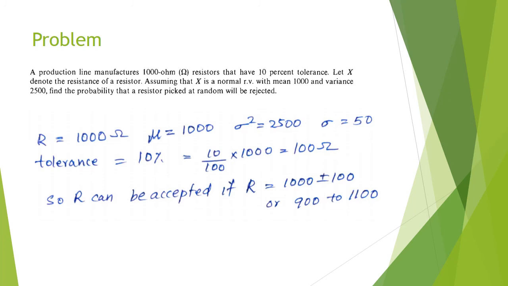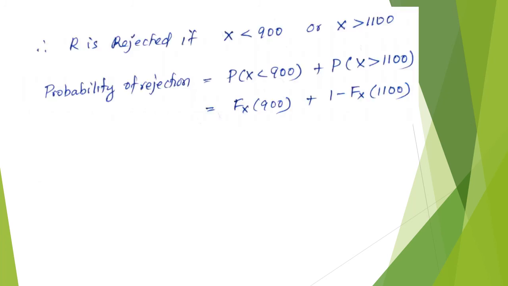If any value is less than 900, it will be rejected. Any value greater than 1100, it will be rejected. So R is rejected if X is less than 900 or X is greater than 1100. So here it is an OR operation, meaning union. You have to add the probabilities. So probability of rejection is probability of X less than 900 plus probability of X greater than 1100.